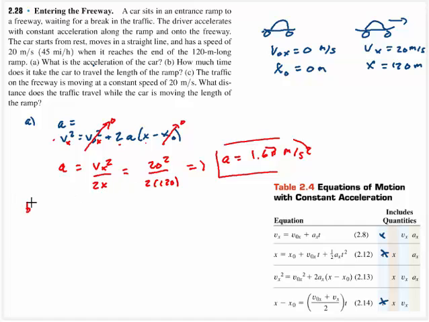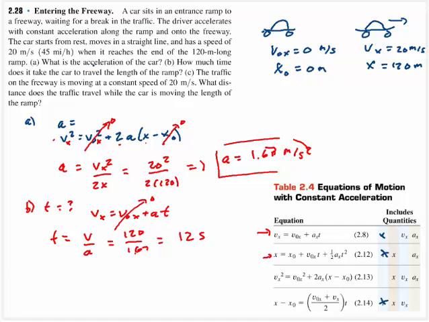Now in part B, we're looking for the time that it took. Last time I used this one, so let's go ahead and use this one right here. So Vx is equal to V naught x plus the acceleration multiplied by the time, and V naught x is equal to 0. So the time that it took is going to be equal to the velocity divided by the acceleration. So 20 divided by 1.67, and that's going to be equal to, give or take, 12 seconds.